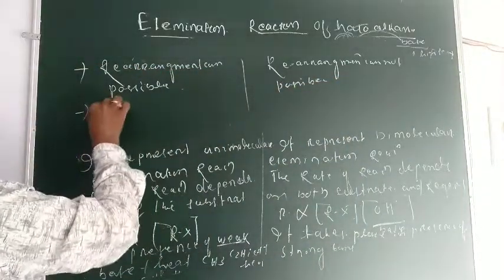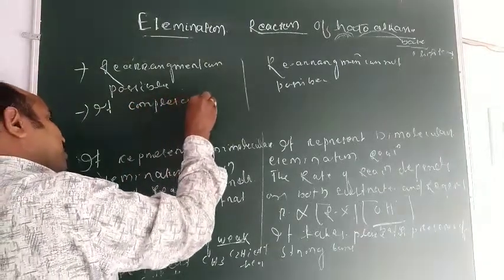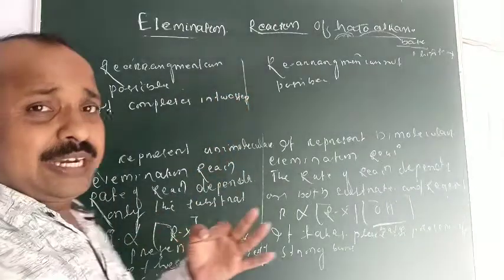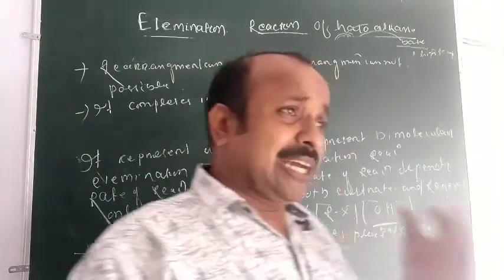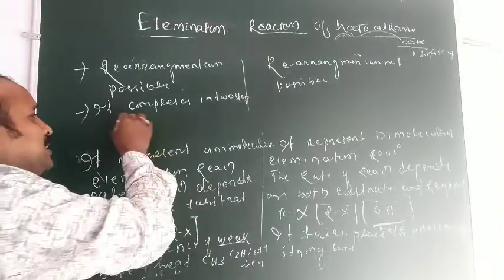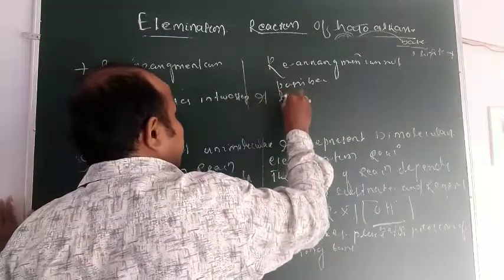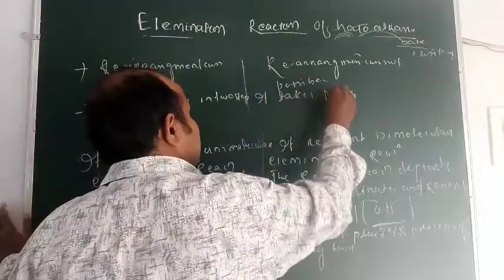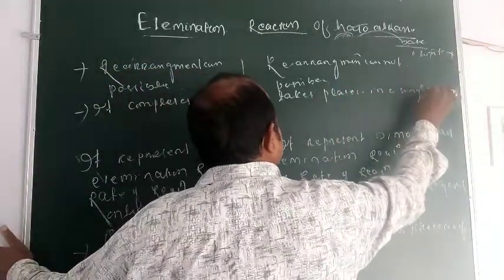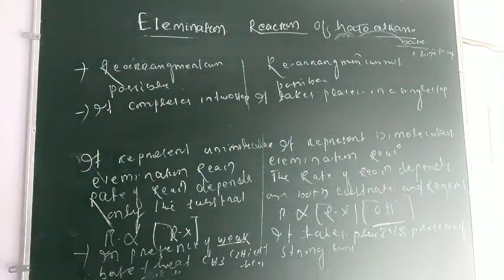E1 completes in two steps. In the first step it converts to a cation and is then attacked by the base to form the alkene. The first step is the rate determining step. But E2 takes place in a single step.